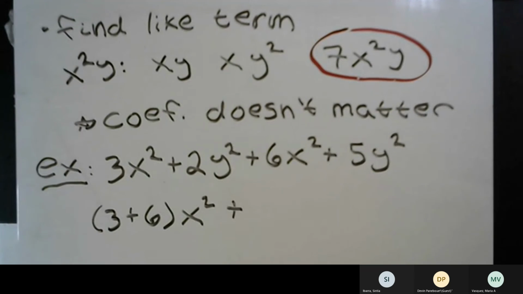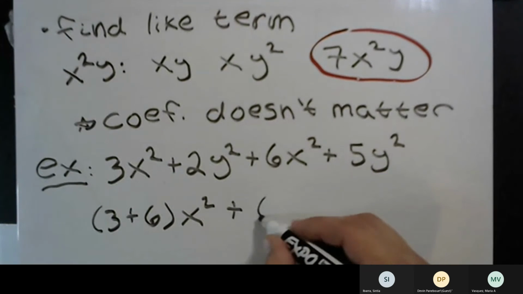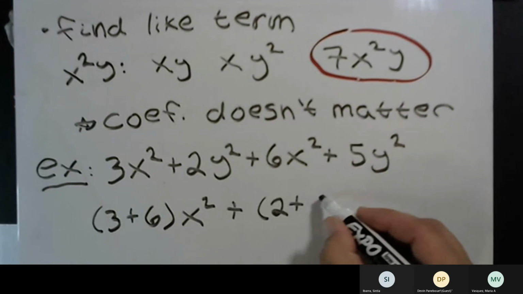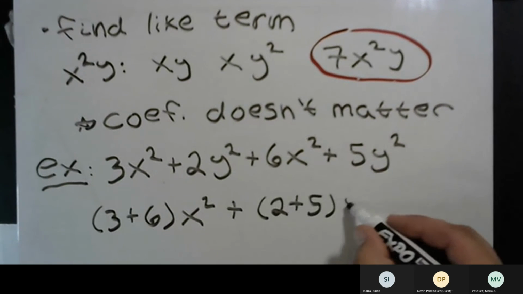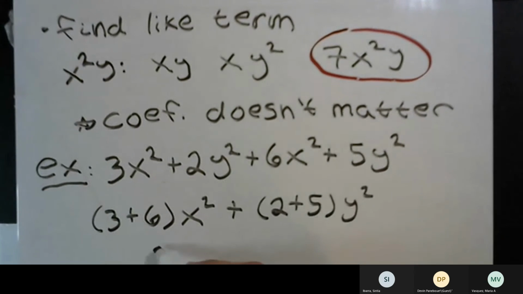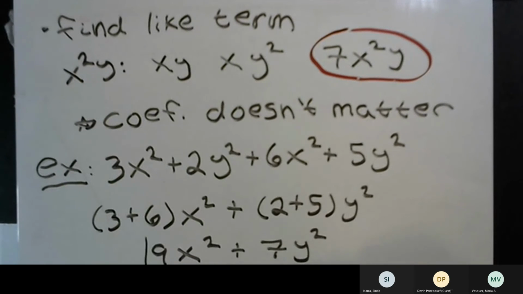And for the type y squareds, we have 2 of those and 5 more. So we have 2 plus 5 y squared. So you have 9x squared plus 7y squared. And so that's going to be our answer.